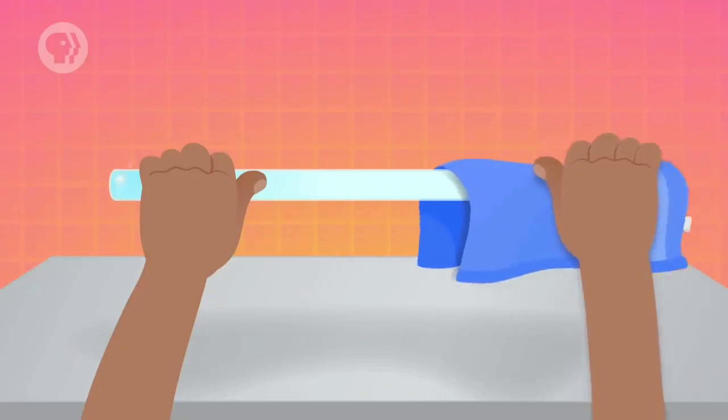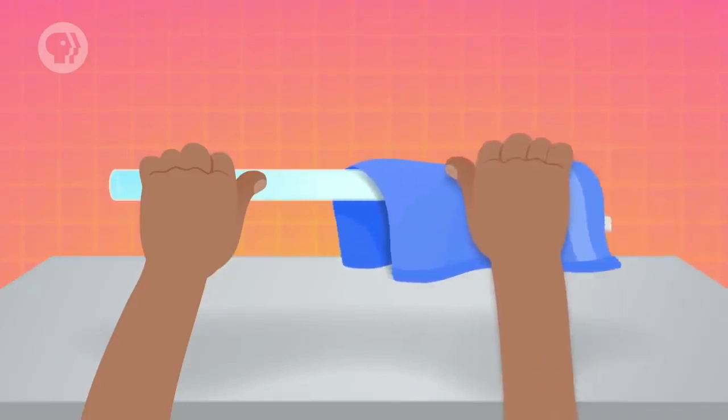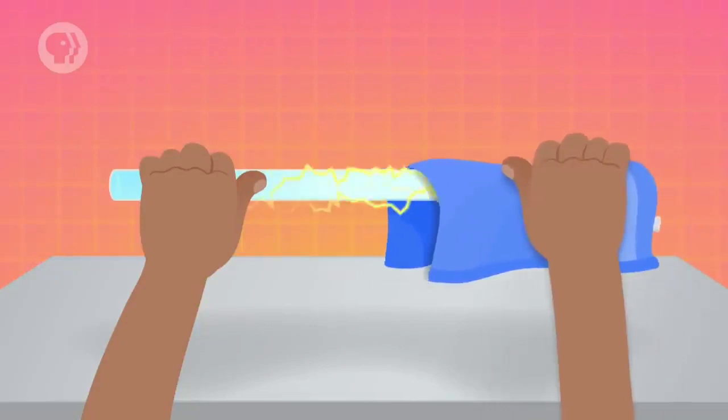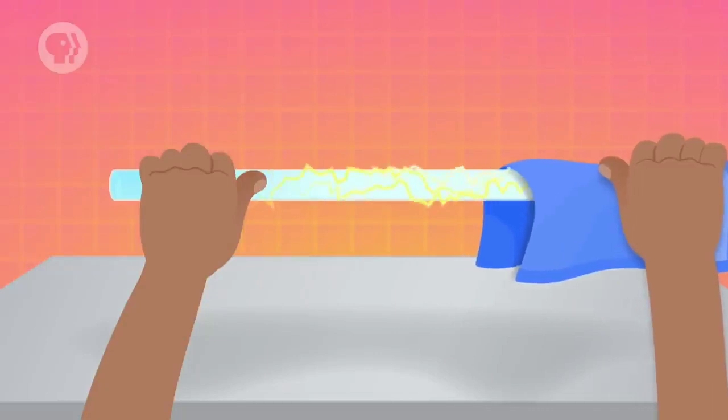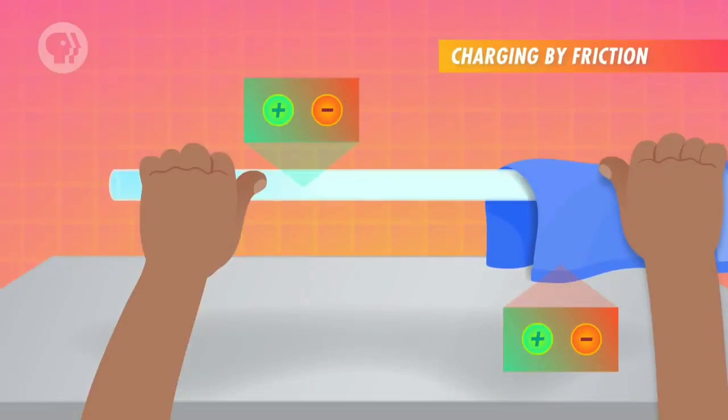Say you have a glass rod that's electrically neutral and you rub it with a cloth. The physical interaction causes electrons to hop onto the cloth, leaving the rod with an overall positive charge. This is called charging by friction. Both the cloth and the rod began with a neutral charge, but after friction, the rod has a net positive charge.